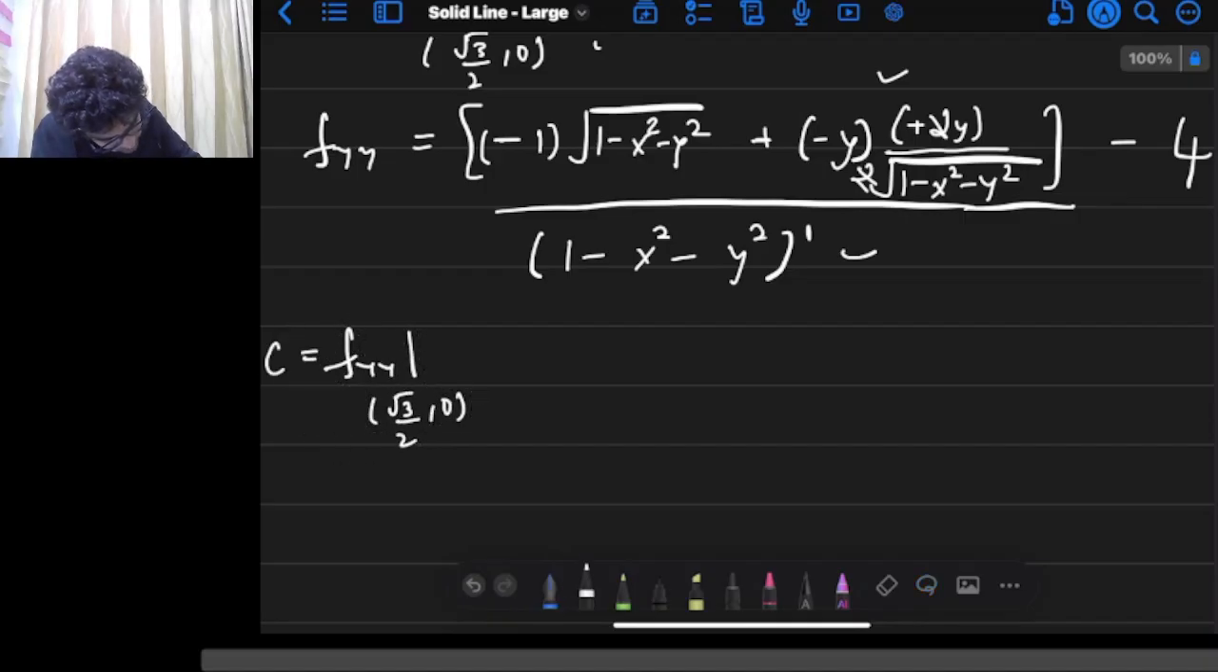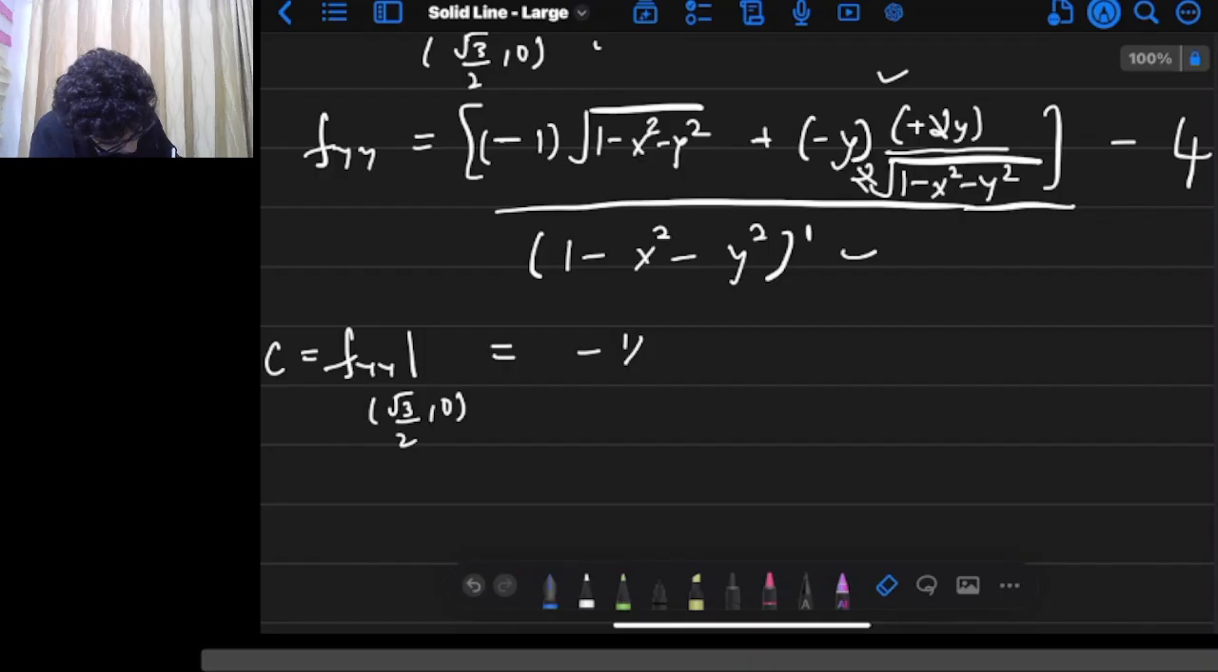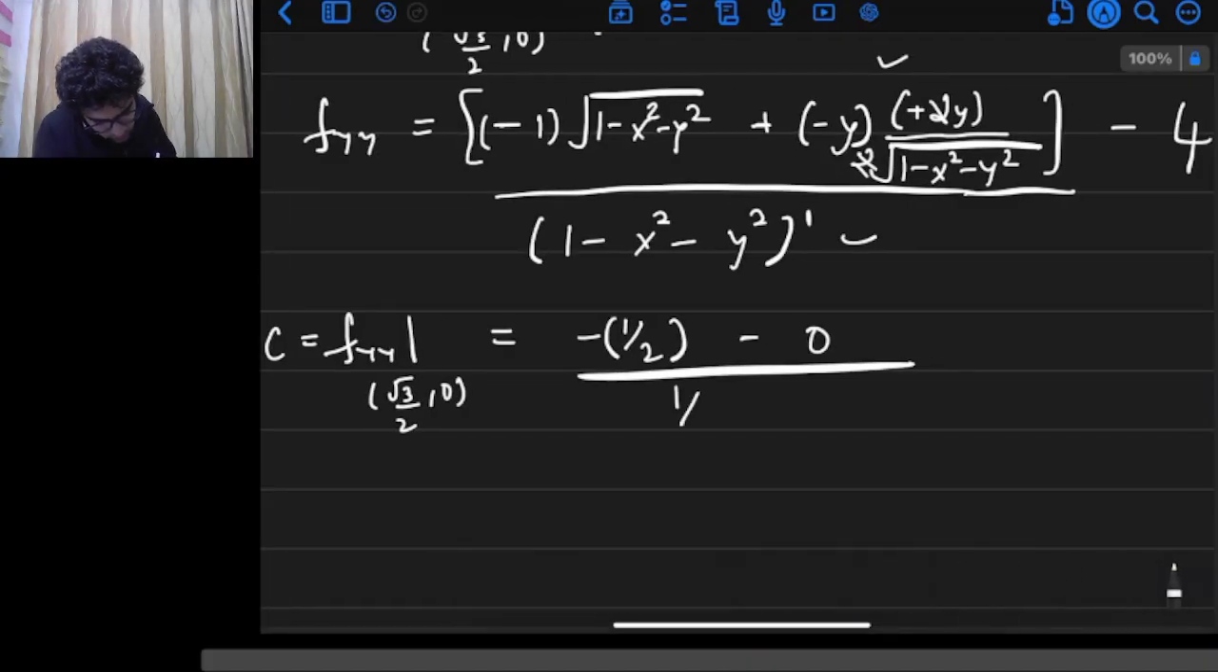This is equal to C, and this becomes minus 1 by 4, sorry, 1 by 2, minus of 1 by 2, and this is 0 plus 0, sorry, minus 0, and this again is equal to 1 by 4. This is minus 4, so 2 and 2 get cancelled, so this becomes minus 2 minus 4, minus 6.